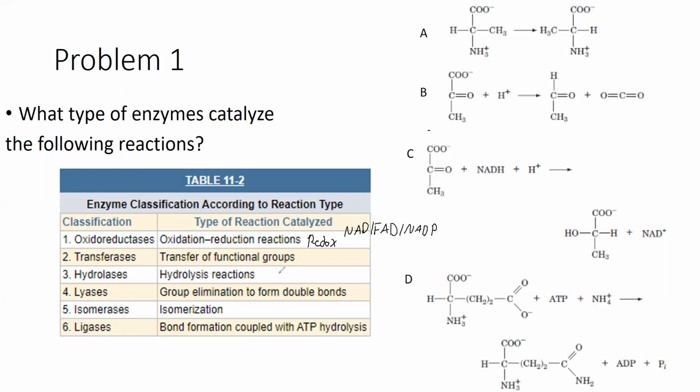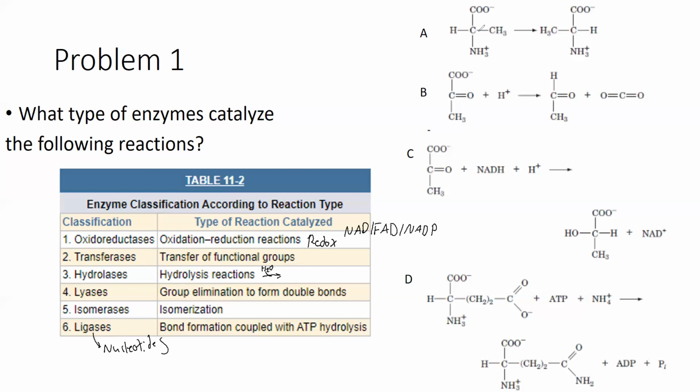So usually water is going in, right? A lot of the times you'll see something like this. Water goes in and you cut a bond. Lyase is when you remove something to form a double bond. Isomerase is when you're just moving a group on the same molecule. And ligases is when you are forming a bond using ATP. Most of the time, whenever you see the word ligase, that's going to be connecting nucleotides. So DNA, RNA.